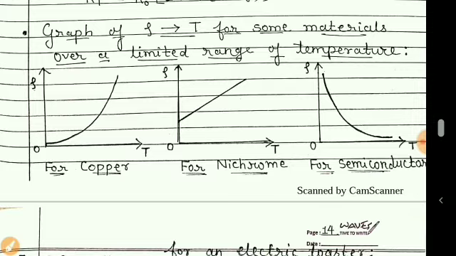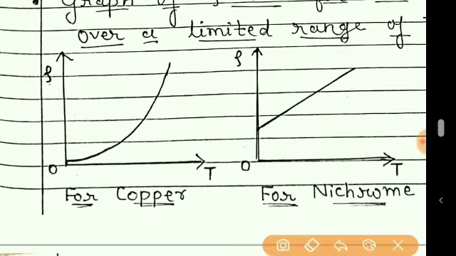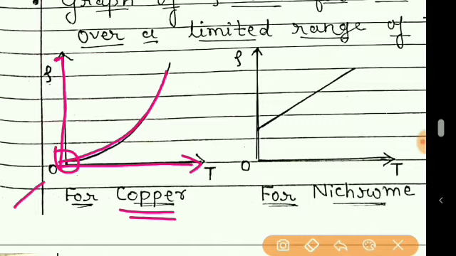Students, you can see for metals, here copper, with temperature the resistivity changes like this, that is non-linear. It starts nearly from 0, meaning at 0 Kelvin temperature the resistivity is also nearly equal to 0. Then it increases with temperature slowly, but as the temperature increases more and more, the resistivity will increase even larger, and so the graph is like this.